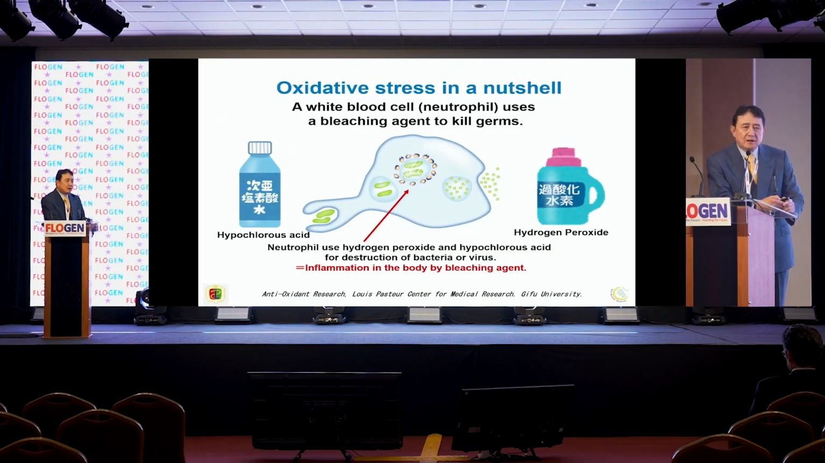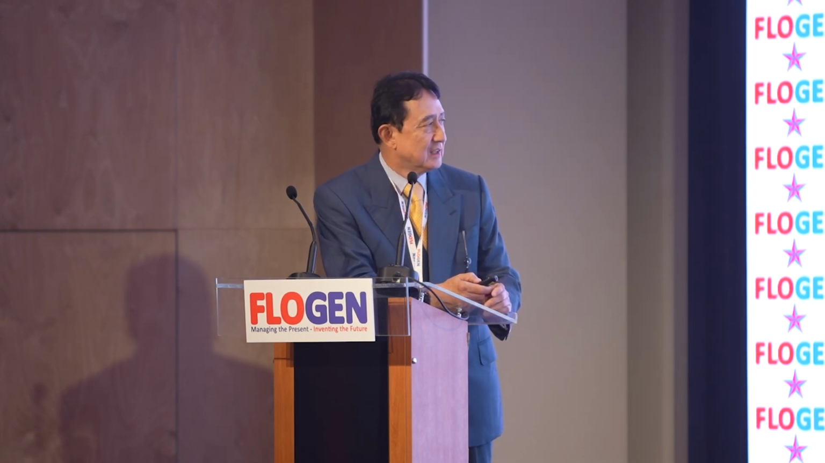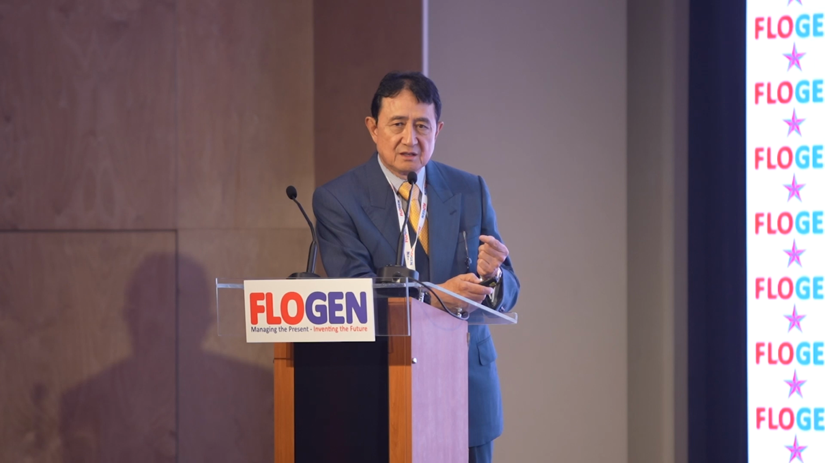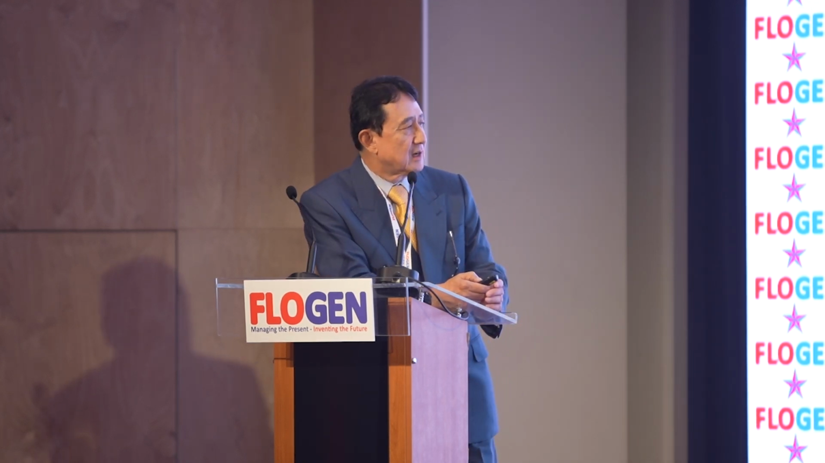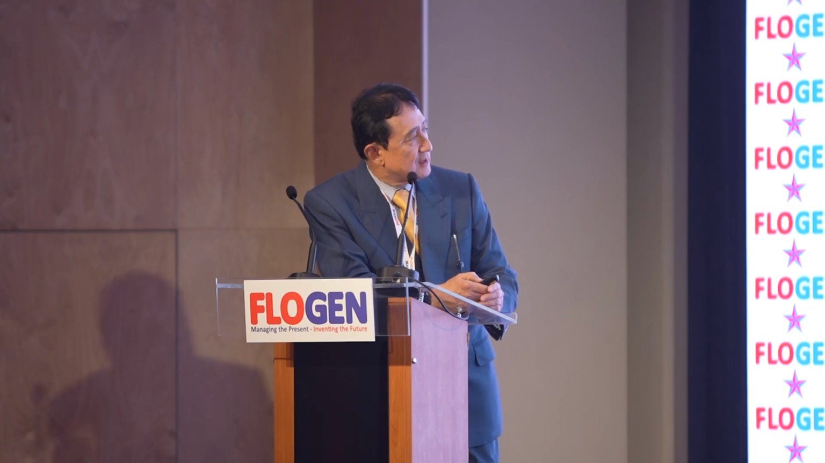And to picture what oxidative stress is, I would like to show the two final products from oxidative stress. One is hypochlorous acid, and another one is hydrogen peroxide. As you know, hydrogen peroxide is a bleaching agent used in clothes washing. And if you touch it, the skin immediately turns white and inflammation starts. And these two ingredients are produced in our body.